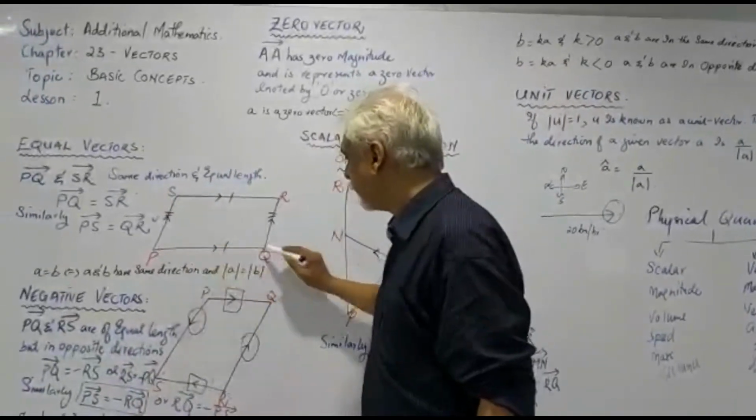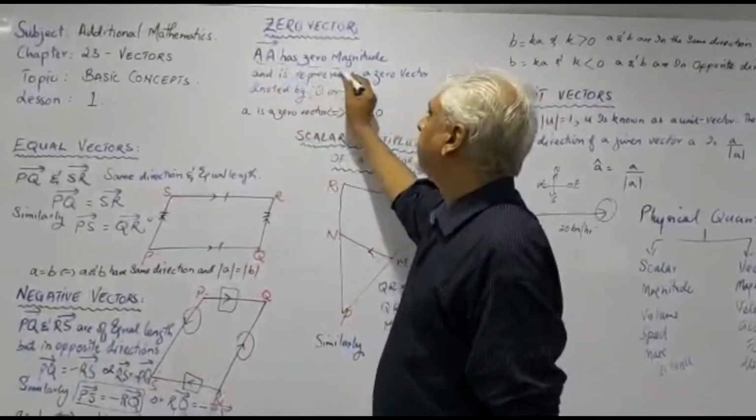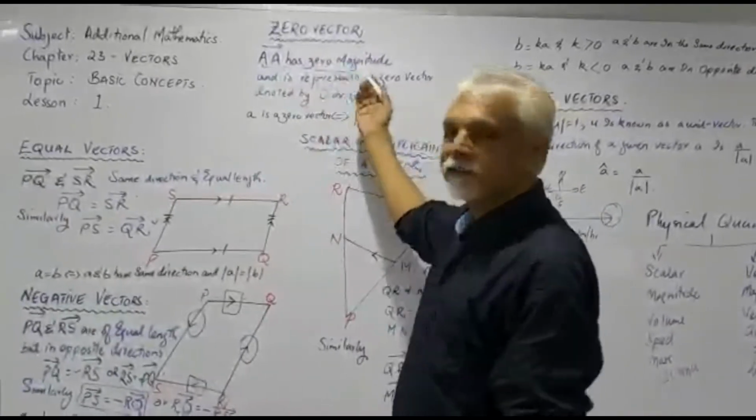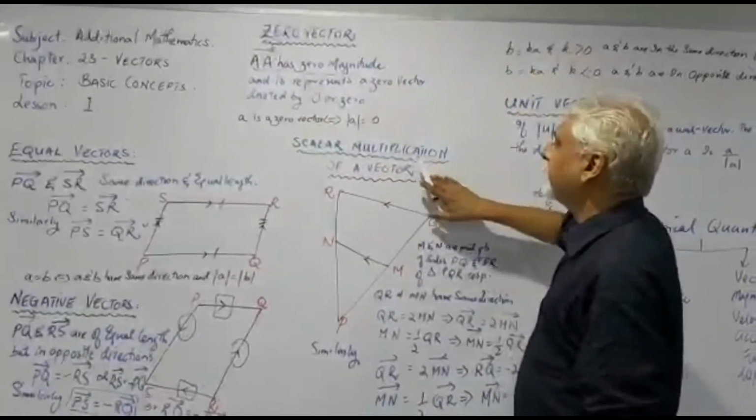Q, P, P, Q, Q, whatever it is, in the same point. So it has zero magnitude. It is not moving anywhere. So it is 0. Let's go on to scalar multiplication of a vector.